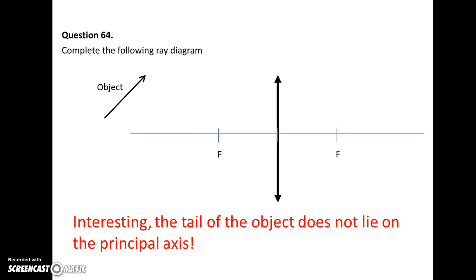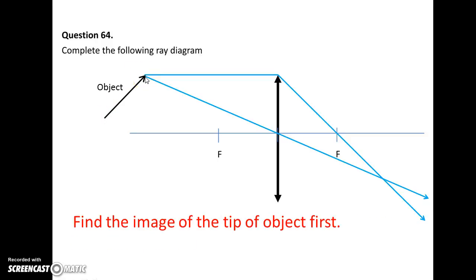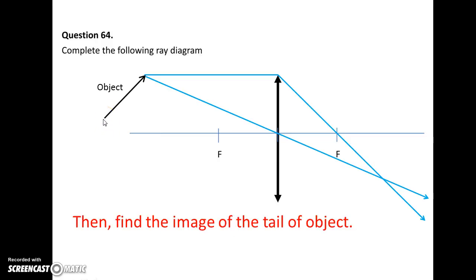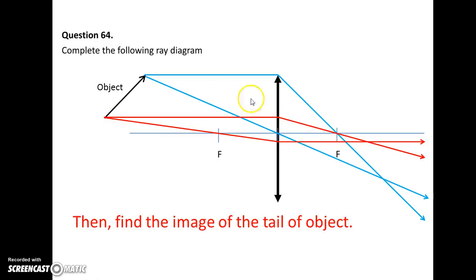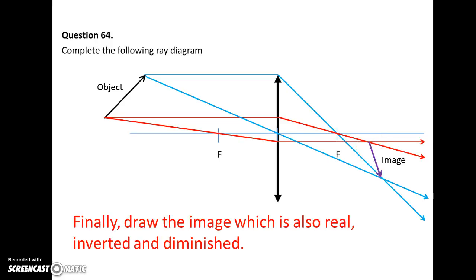What about this question? The object looks like this, which is not vertical, so you have to find the image of the tip. In this way, this is the image of the tip. And then also find the image of the tail of the object by drawing two light rays again. So the whole image will look like this, which is inverted, and so it is also real and diminished. As you can see, it is smaller than the object.